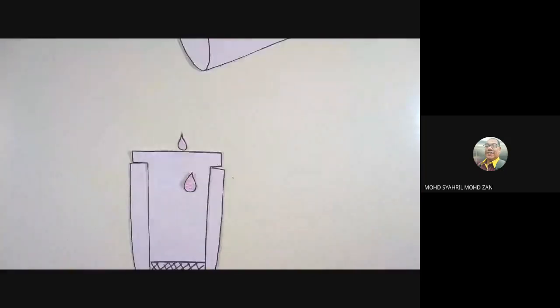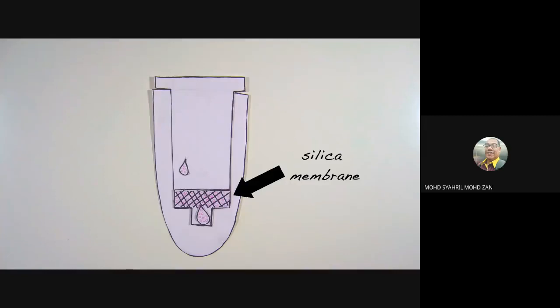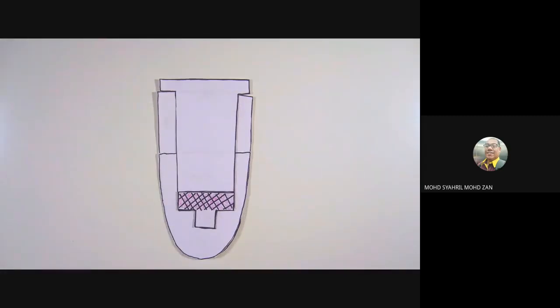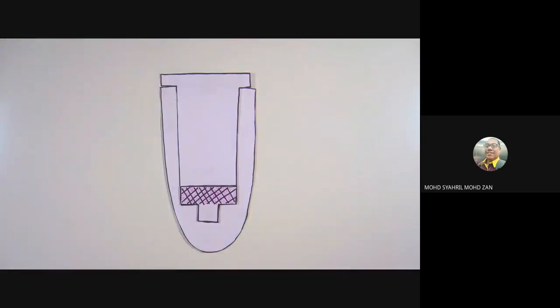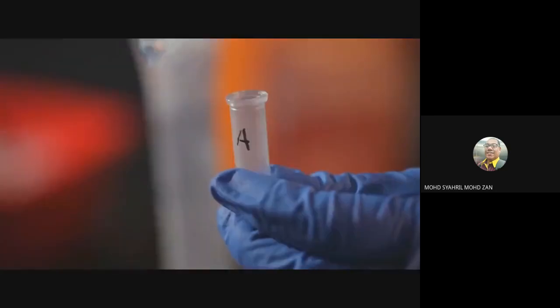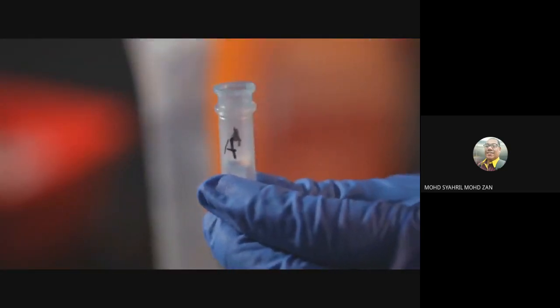The spin column contains a silica membrane that will tightly bind the plasmid DNA that is in the salty, buffered supernatant. Any remaining RNA, proteins, or other macromolecules pass through the membrane and are found in the flow-through after centrifugation. At this point, the DNA is bound to the silica matrix in the column.